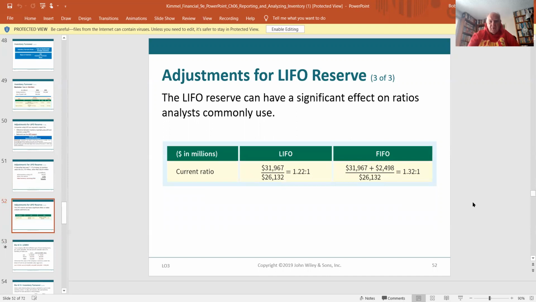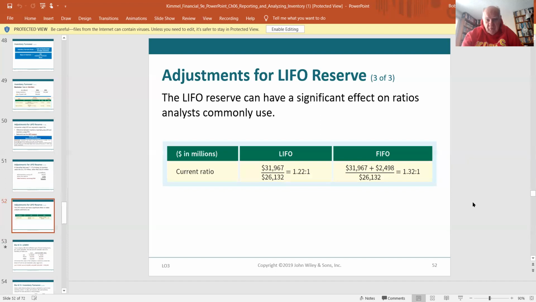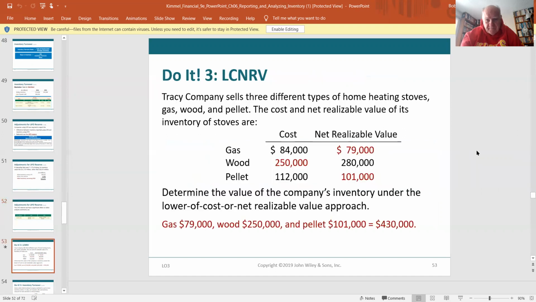And they're showing you a ratio, well, we're familiar with the current ratio. What they're showing you here is that the LIFO inventory, LIFO cost of 31,967, subtracting the 26,112, gives you a 10-point difference in the ratio, LIFO versus FIFO, on the LIFO reserve. And I'll go over the LIFO reserve a little more prior to the next test, okay?